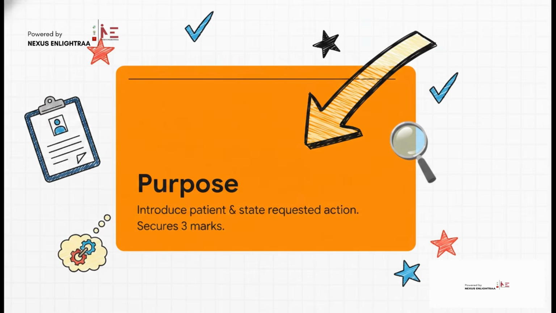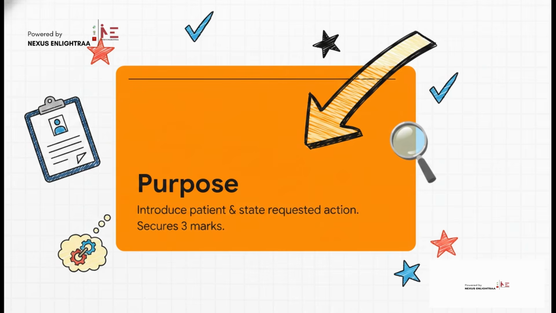Let's talk about the purpose paragraph, because it's your most powerful tool. Your opening should immediately introduce the patient and clearly state what you need the reader to do. Here's why this is a real game changer. Under the post-August 2019 criteria, being absolutely explicit in your purpose directly secures you 3 specific marks right out of the gate. 3 marks. So do not bury the lead.